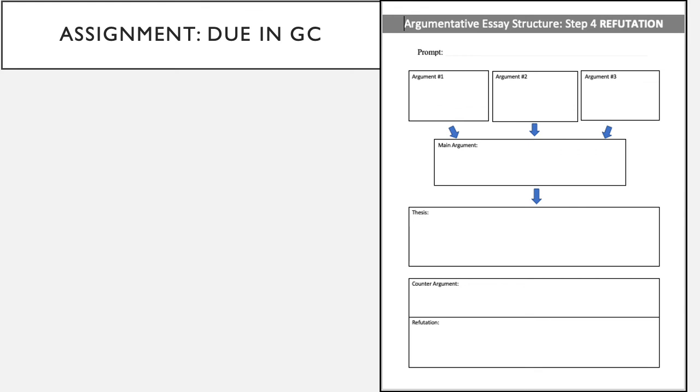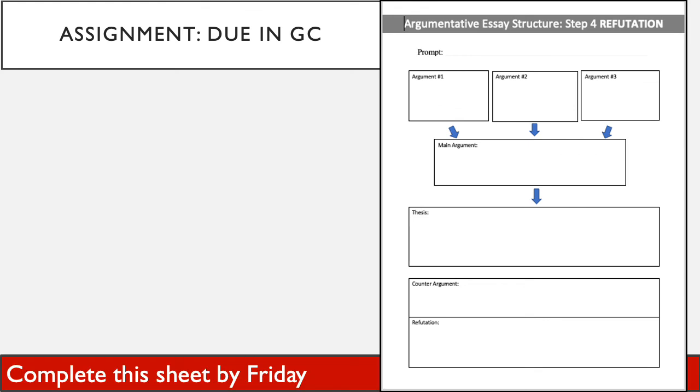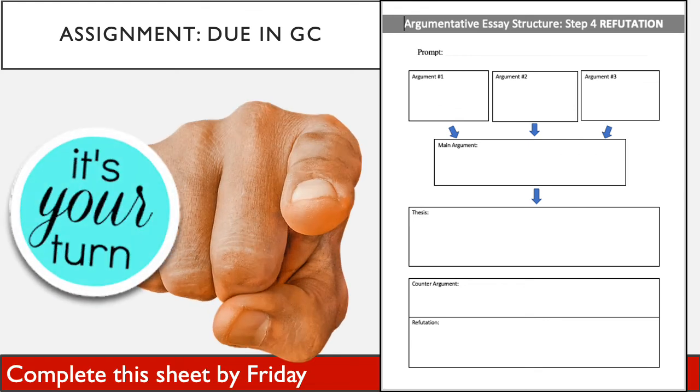Okay, that's it. So once again, your assignment for you today, which will be due in Google Classroom, I'd like you to complete this by Friday, so I'm giving you some time to complete it, is this particular worksheet. Choose your prompt, come up with your 3 arguments, narrow that down into one main argument, craft a thesis, and then just briefly mention the counter argument you think you're going to concede against and the refutation for that.